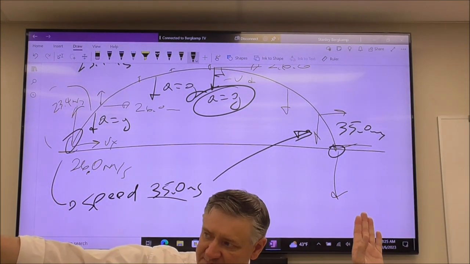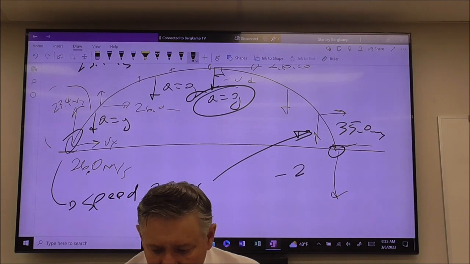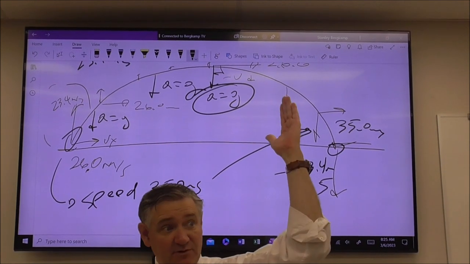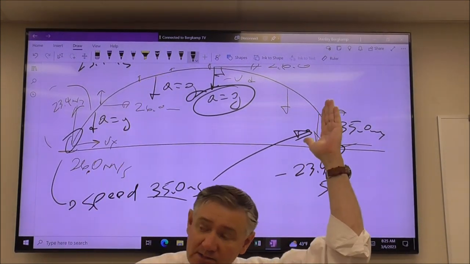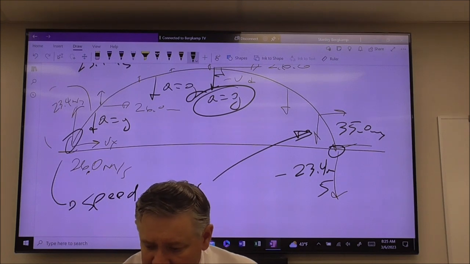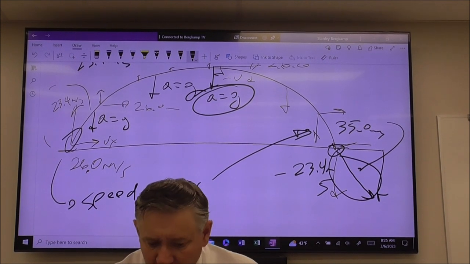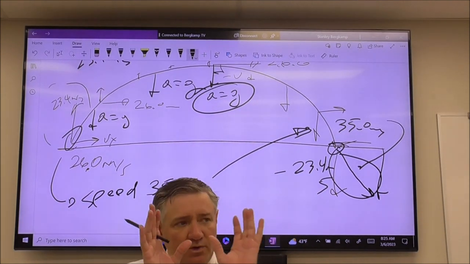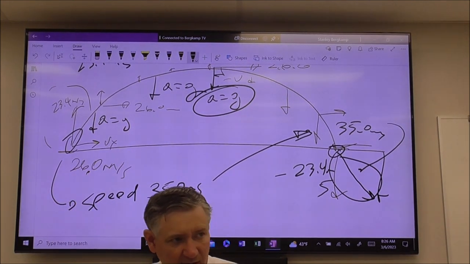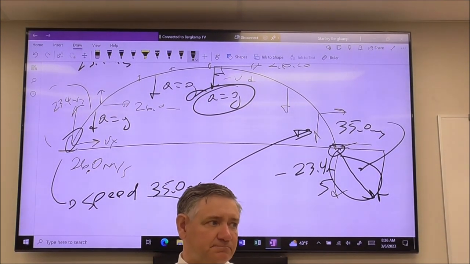Even though it's going to land with the same speed, it doesn't land with the same velocity, in the sense that it's going to land with a vertical velocity of negative 23.4 meters per second, because that was my vertical velocity here. So it's going to land with a vertical velocity of negative 23.4. It's still going to have that same horizontal component. So if you were to draw that resultant, that speed would still be the 35 meters per second. So when you talk about speed in projectile motion, you're talking about the resultant of the x and y components, okay? And because that's just a scalar quantity, all you have to give is just the number, okay?